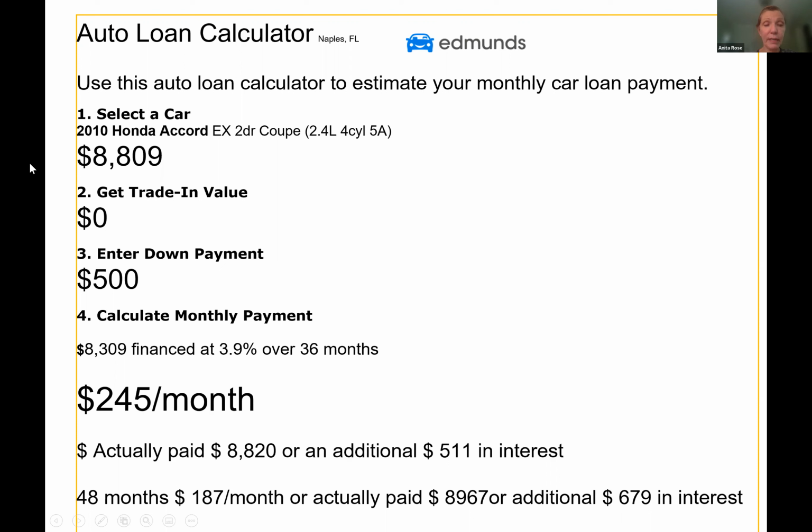We need to finance. We're financing at a low interest rate, 3.9%, over 36 months. So what are we paying? We're paying $245 a month.